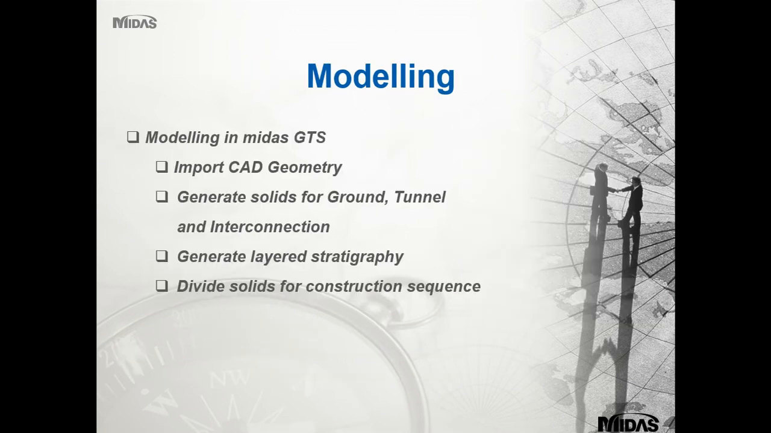Now we're going to talk about the basic modelling. What we're going to do first is import from a CAD geometry. We're then going to generate solids for the ground, the tunnel and the interconnection, or gallery, as I'll frequently call it. We'll generate the layered stratigraphy, and we'll divide the solids for the construction sequence. So what I'll do now is drag across my model, and we will start the modelling process.